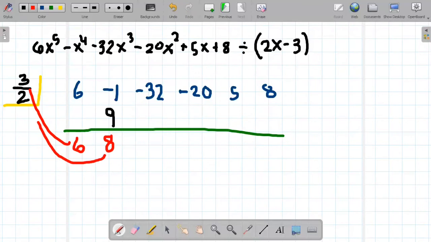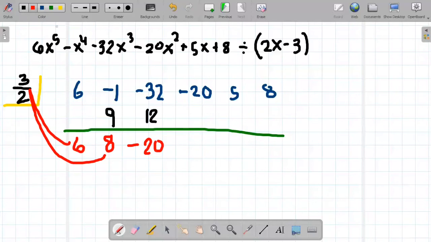8 times 3 is 24 divided by 2. The answer is 12. So 8 times 3 over 2 is 12. And then you add negative 32 plus 12, which is negative 20.